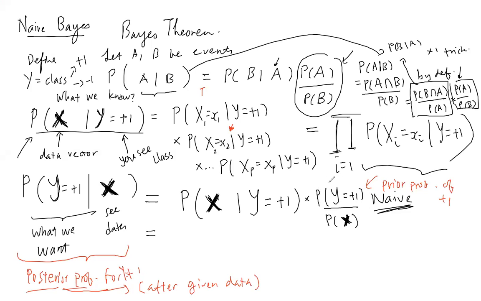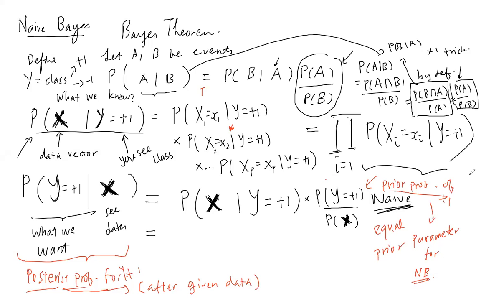What is your opinion about Y being plus one? Is it 0.1, is it 0.2, and so on? So this part becomes a kind of parameter for your naive Bayes model. In the naive Bayes model, you can set things to be an equal prior, meaning that plus one and minus one have the same probability. Otherwise, your prior could be maybe 0.99.